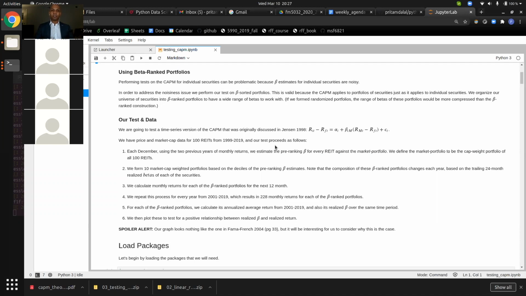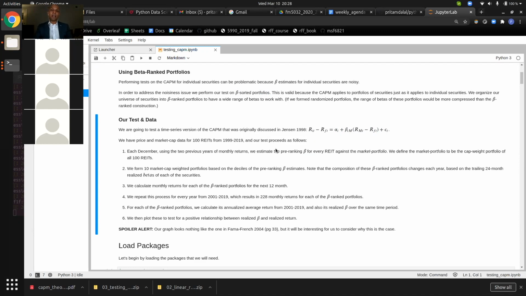So here's the data that we're going to have, and here's the test that we're going to actually perform. And along the way, we're going to describe what it means to have beta sorted portfolios and construct them. Really, what we're going to perform is a test on the time series version of the CAPM. I think this should say Jensen '68. Anyway, I'm not going to bother with it. It looks like this. It's a very similar form, but stated slightly differently in terms of time periods.